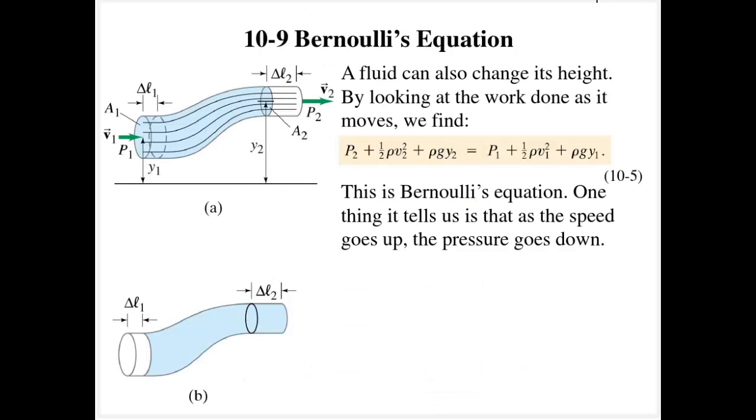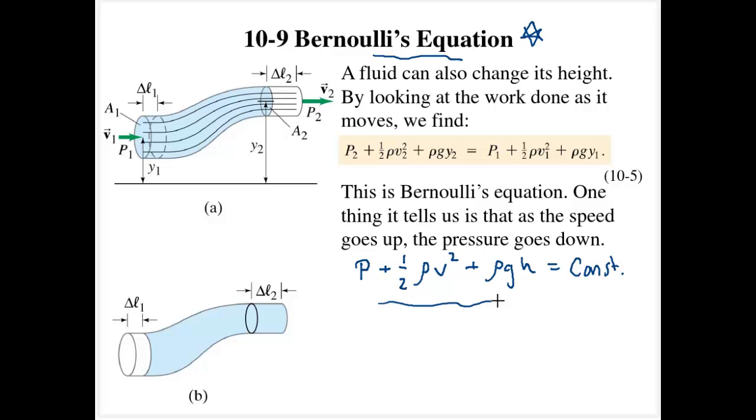A fluid can also change its height, and that leads us to another key concept called Bernoulli's equation, a very important equation to know and be able to use. We can look at the work done, and we can say that the pressure plus 1/2 density velocity squared plus the density times gravity times height must be equal to a constant. So all three of these must sum up to be a constant value, and we can have different values of velocity, height, and pressure, but all of those must sum up to be a constant.